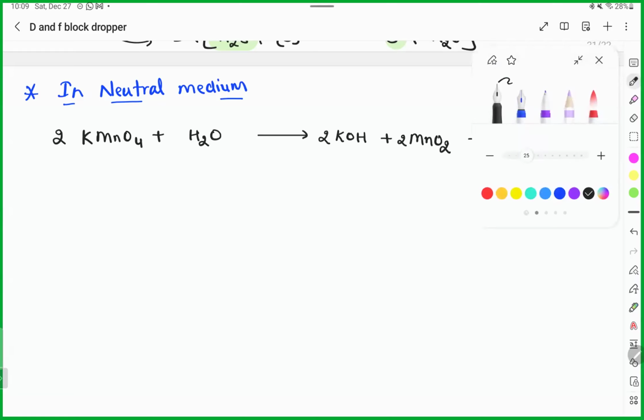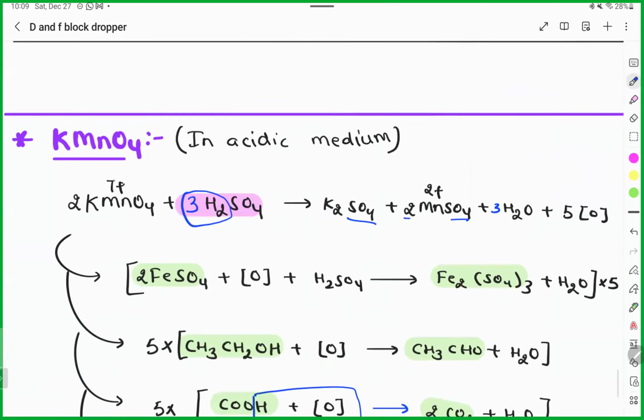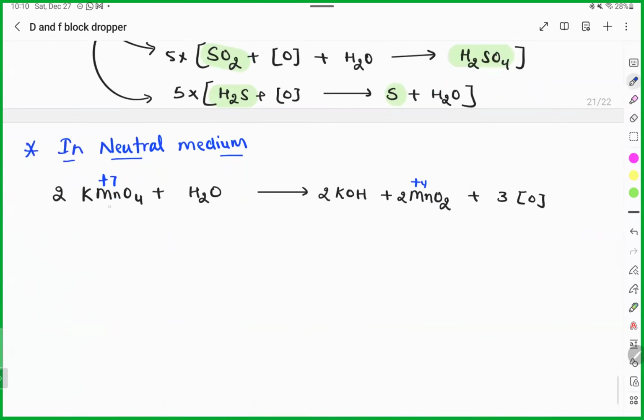So, what is the special thing compared to the acidic medium? Here, plus 7 converts into plus 4. In acidic medium, plus 7 converts into plus 2. So the difference is 5, correct? That's why there are 5 oxygen. Here, from plus 7 to plus 4, the difference is 3. That's why 3 oxygen. Okay.